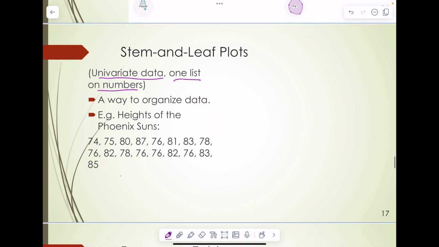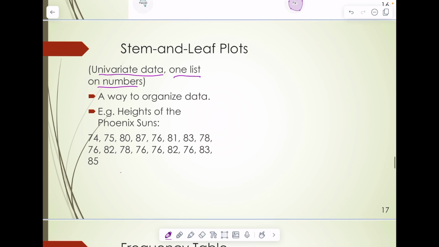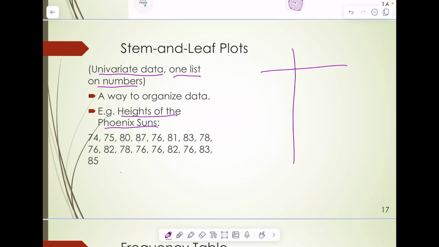Okay, now let's look at stem and leaf plots. This is a way of organizing univariate data. You just have one list of numbers, and you want to look at trends and pick out patterns from this. We're going to organize it into a stem and leaf plot, and I'm going to do this by example. The example here is going to be the heights of the players of the Phoenix Suns, which is a basketball team in Arizona. The way you do this is you draw a table.